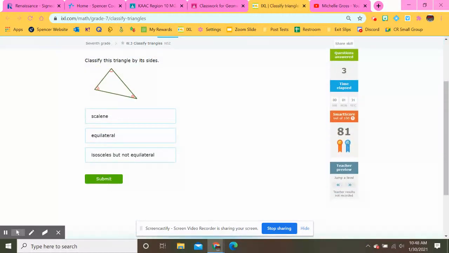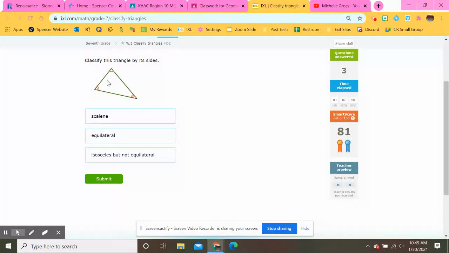Now this one is classifying it by its sides. When you're doing sides, you want to make sure that you know that a scalene triangle has no sides or angles the same. An isosceles triangle has two angles and two sides that are the same, and an equilateral triangle is all sides and all angles are the same.